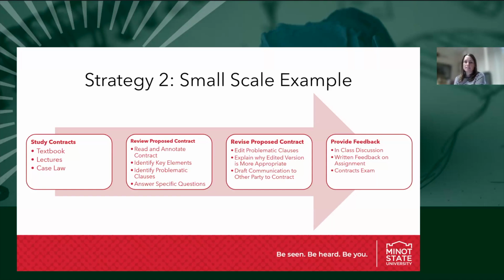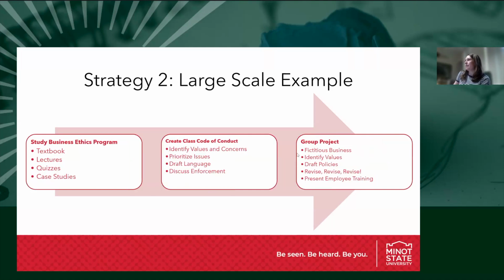So it really brings together both what they need for their CPA exam and then also what they're eventually going to have to do in their practice. They might not be responsible for drafting contracts or for litigating issues relating to those contracts, but they are going to need to know how to read a contract, understand a contract, and know what their obligations are when they sign a contract. A larger scale example comes from my business ethics course.